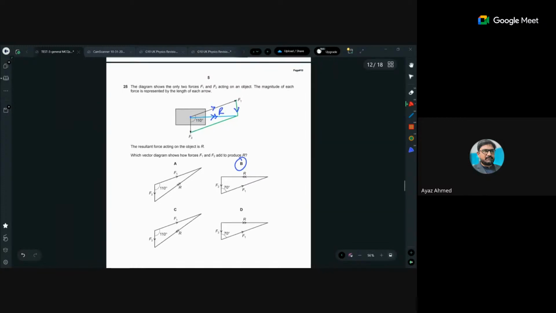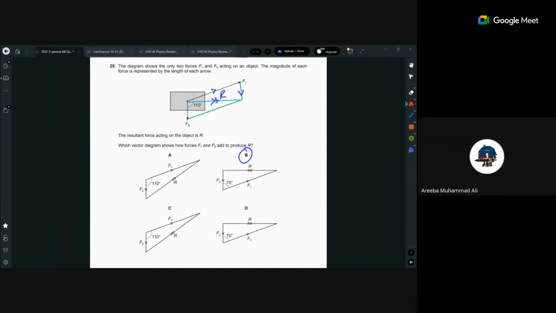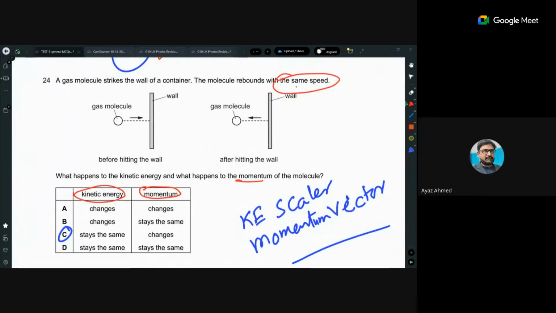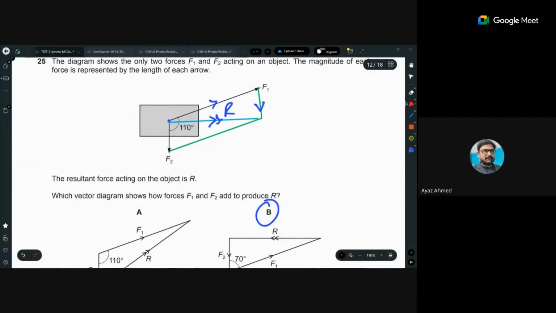Are you people there? Sir, this question was confusing, so can you explain this one? Yes, because in case of same speed, momentum is changed because of direction. Momentum is a vector, na? Vector quantities are changed when direction is changed. But kinetic energy is scalar, so it will not change. It does not have any issue with speed or wherever the body is moving, it does not change, right?